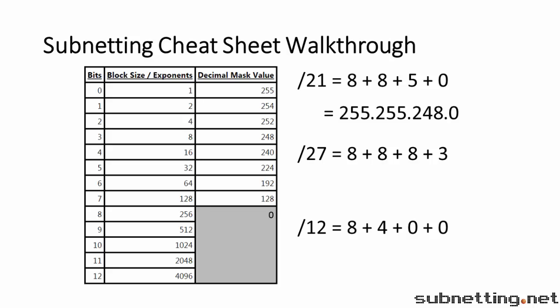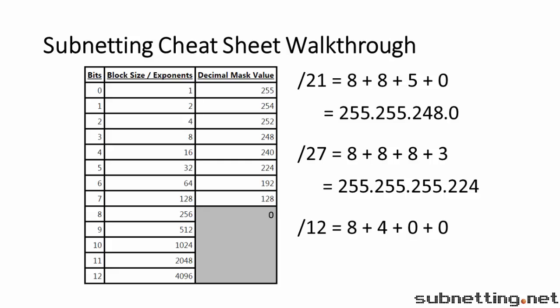For /27, the first 3 octets are all 255. The last octet is 8 minus 3 equals 5, which corresponds to 224, or we count up from 128. 1, 2, 3, which is 224.